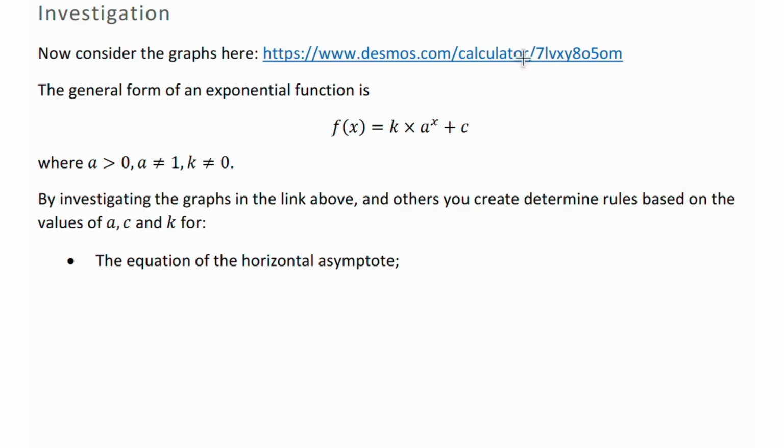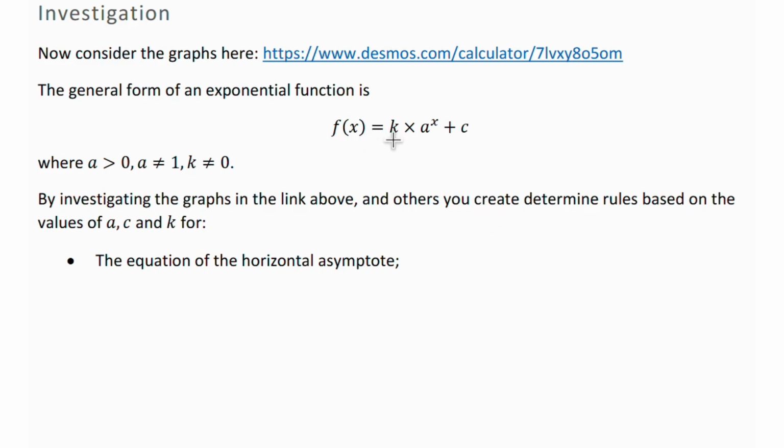Hopefully you have used either this link or the graphs in the tutor site to investigate different exponentials of this form and what happens as the values of k, a, and c change. So let's discuss this. First of all, the equation of the horizontal asymptote. Hopefully you could see that the horizontal asymptote was linked to exactly one of these. Now the easiest way to do that is if you change each of them individually.